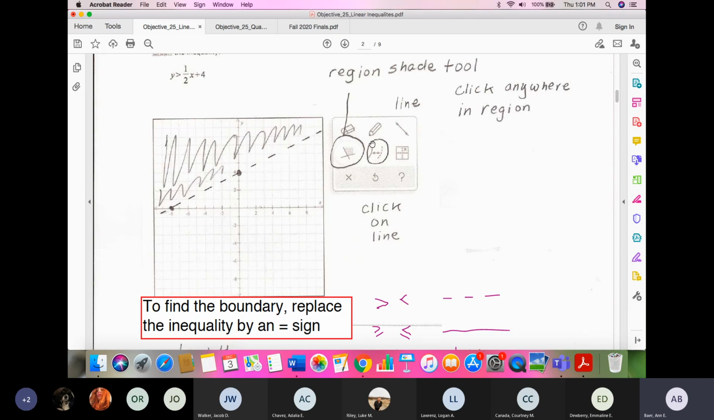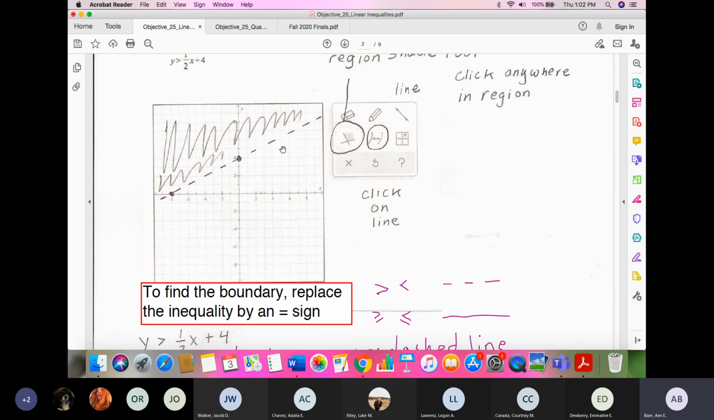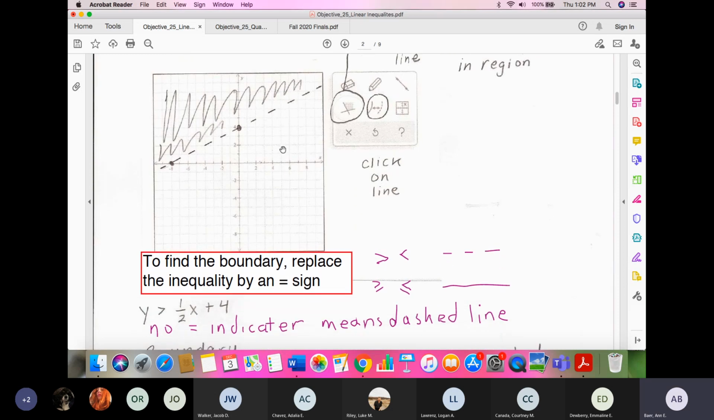So if you want to convert a solid line to a dashed line, you use this tool here, which has a solid curve or line on one side, and a dashed curve on the other. So you just click on that, and then you click on your line, and it will change it from solid to dashed, or dashed to solid for you. So that's how you find the boundary line. Very important.